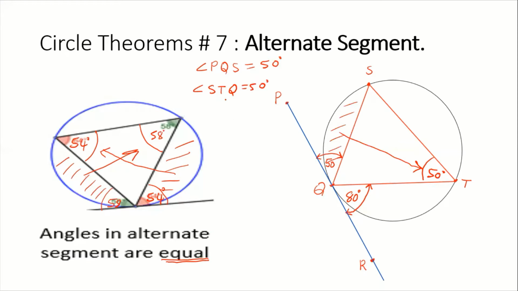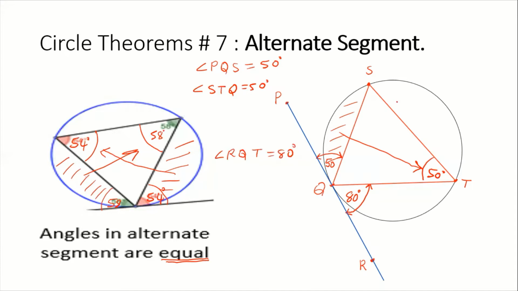So that would be a reason to justify why this angle is 50 degrees. Now, our next job is to find the angle inside of the triangle here that has a measure of this angle here, which is 80 degrees. And this angle here, which is 80 degrees, is just angle RQT, right? So we know angle RQT is equal to 80 degrees.